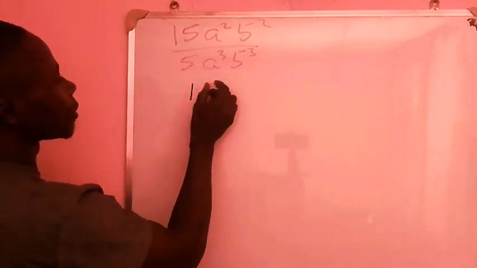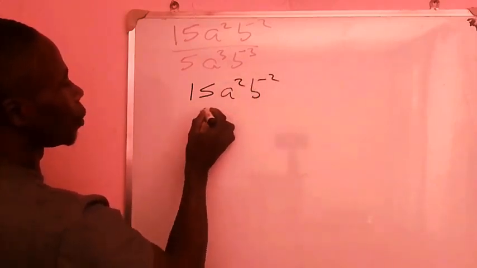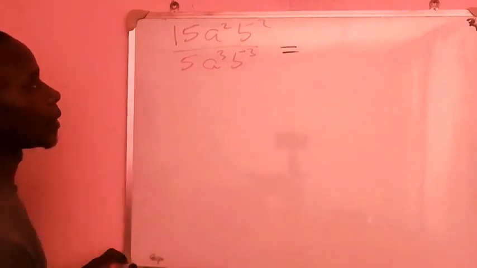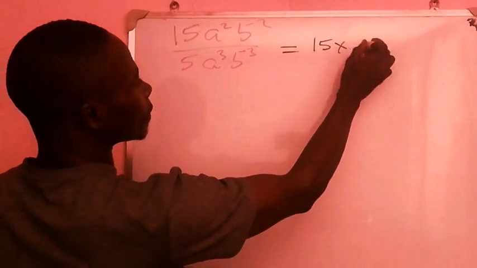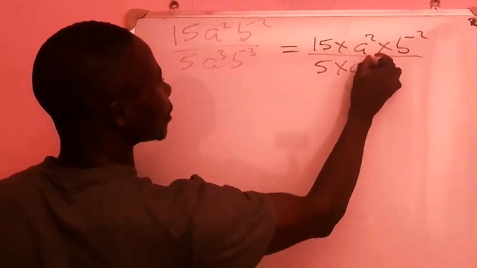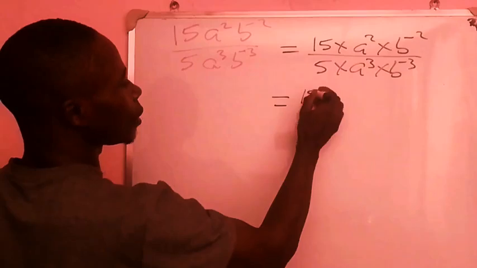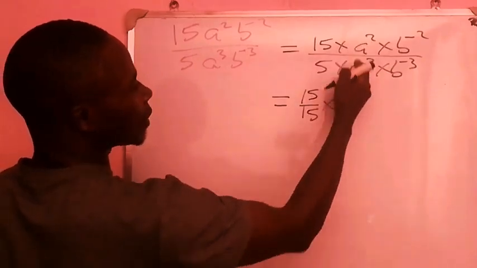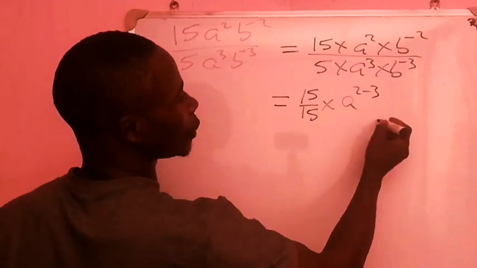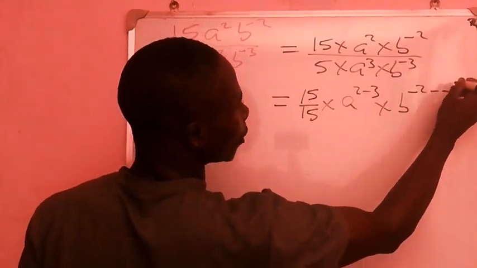This is the same thing as 15a squared, then b raised to the power of minus 2. Let me take it again. For us to simplify this, it will be 15 times a squared times b raised to the power of minus 2, all over 5 times a raised to the power of 3 times b raised to the power of minus 3. So this will give us 75 divided by 5 times this one. Since the bases are the same, we'll pick one, so that it will be 2 minus 3, law of division. So this one multiplied by b, we pick one of the b's, and then we subtract: minus 2 minus minus 3.